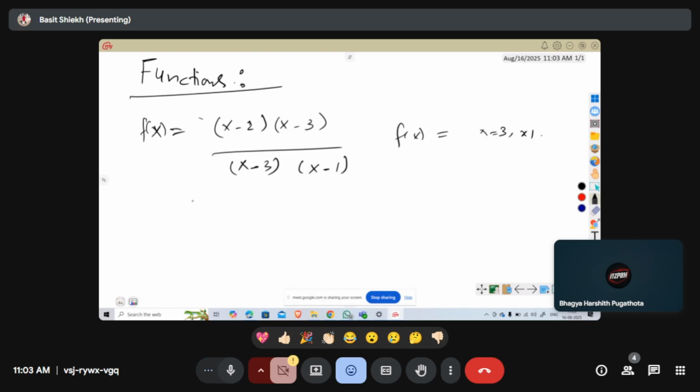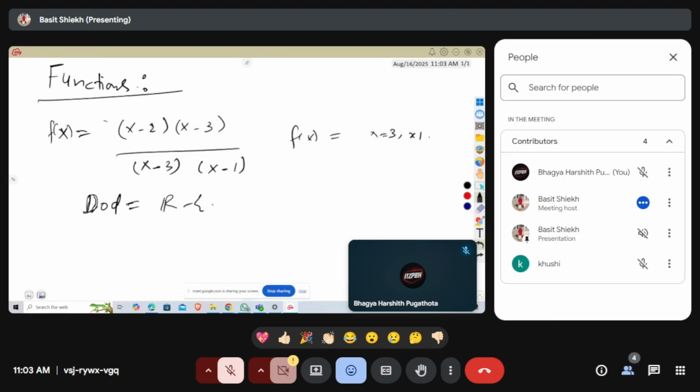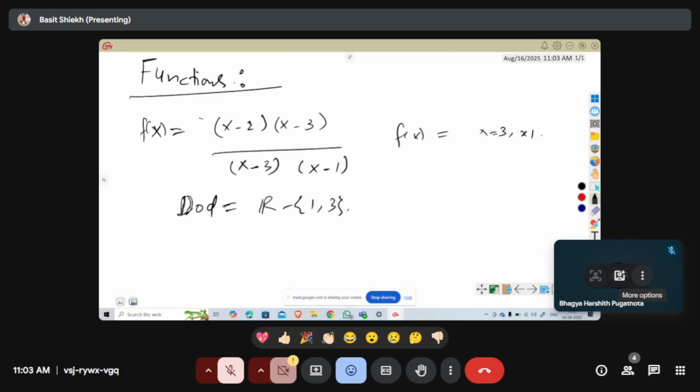So while we are finding the domain, I will mostly use DOD. DOD is the domain, the maximum set of real numbers at which the function is defined. So we will say R minus {1, 3}. This is the DOD, the domain of definition.